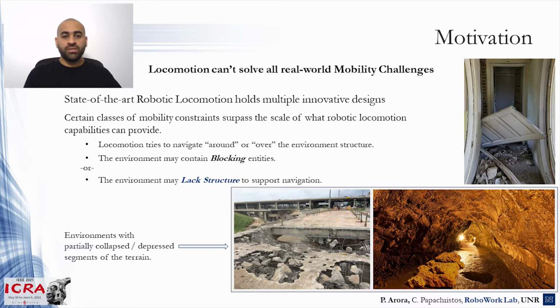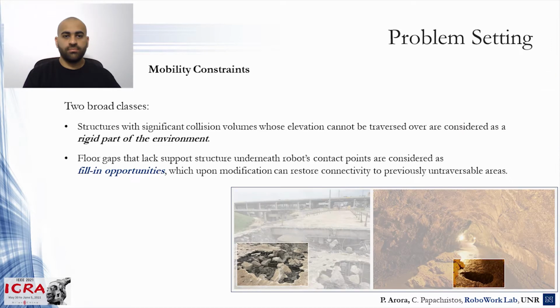Particularly in the latter case, we care for scenarios where the lack of ground support structure is significant, such that the robot locomotion alone cannot jump over the gap. In such cases, we propose that a solution can lie in considering the surrounding structure as dynamic and leveraging free entities within it as tools that may allow us to reconfigure the environment in order to bring it to a state that unlocks novel navigation routes.